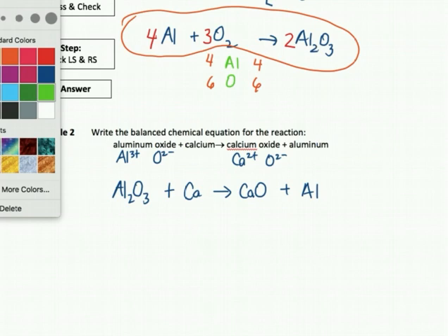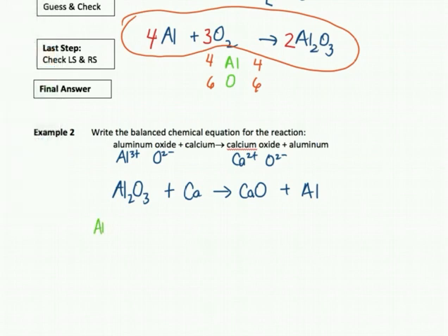I'm going to draw all the little circles, but you don't even have to draw the circles if it's annoying. Okay, so there's 2 aluminums, 3 oxygens, then we have 1 calcium. And then on this side we have 1 calcium stuck to 1 oxygen, and then we have 1 aluminum.